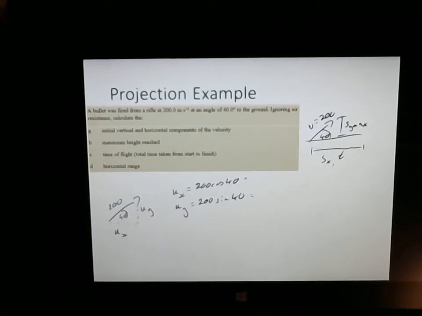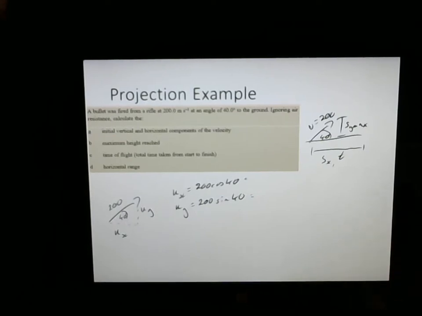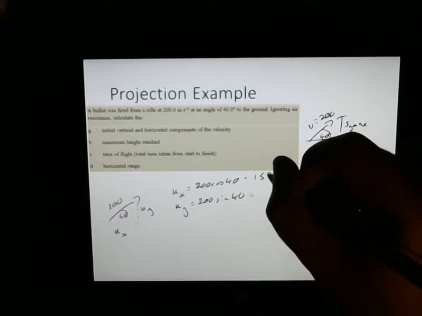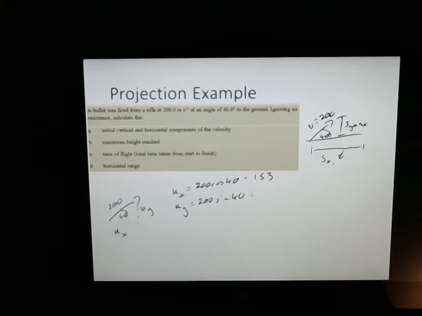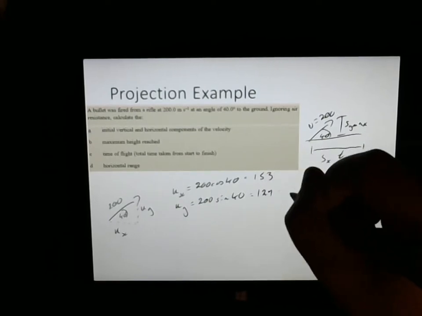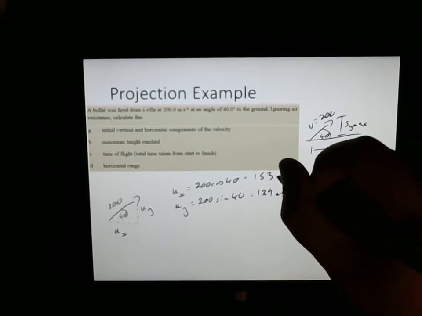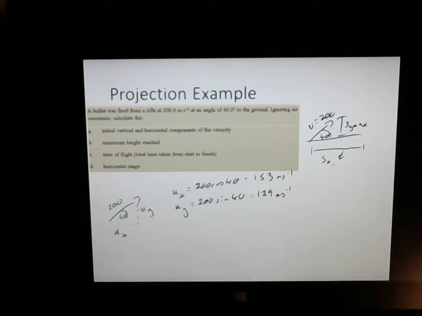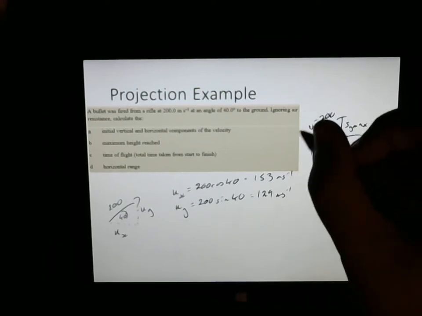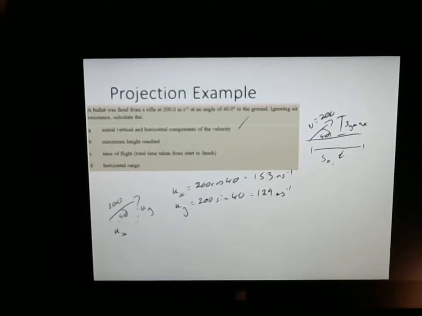200 cos 40, 153. I'm just going to round it off to the nearest whole number. And 200 sine 40, 129. Okay, we have our initial velocities. First one, tick.